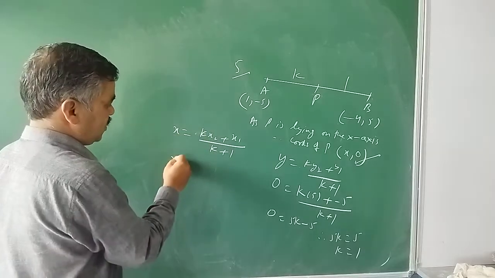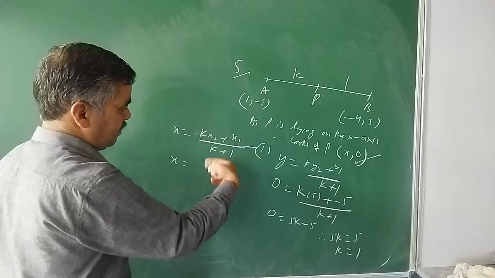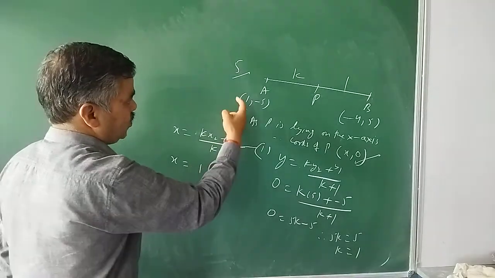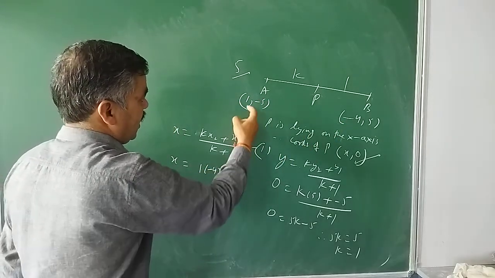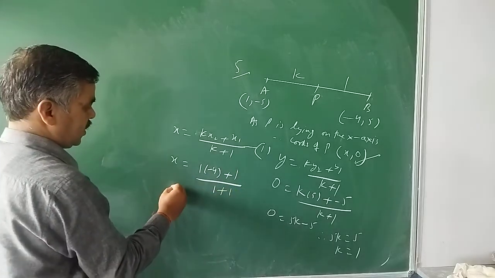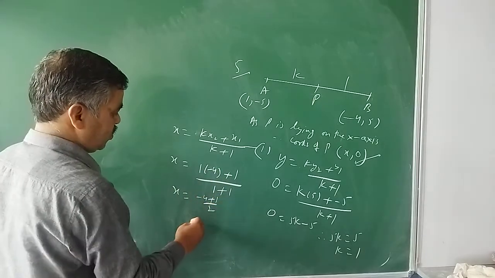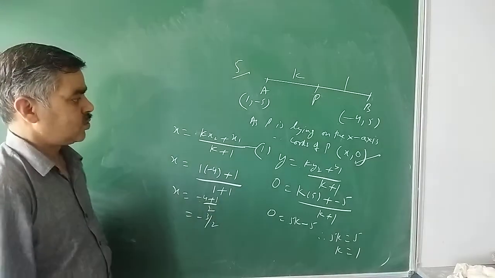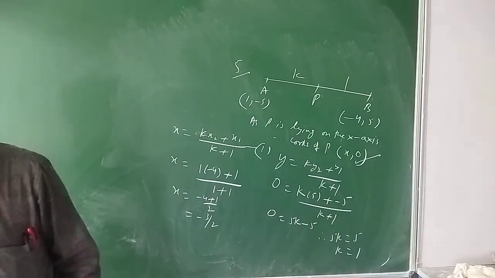So now x you need to determine. You come back to this equation, and k you have now got is equal to 1. x2 is minus 4, you can substitute it, x1 is 1, upon 1 plus 1. So x is equal to (minus 4 plus 1) upon 2, that is minus 3 upon 2. So the x coordinate will be minus 3 upon 2, and y you have already taken as 0.